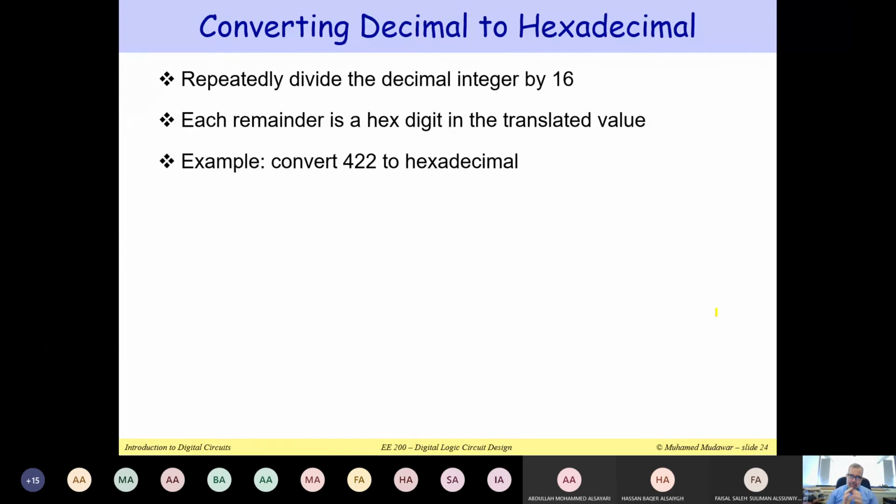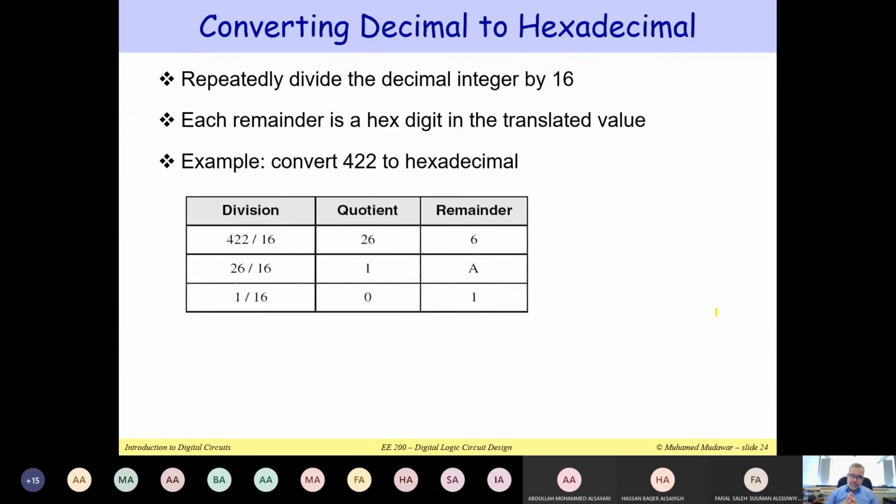I will give you one example and I will stop at this slide. So let us say the number 422. I would like to convert the number 422 to hexadecimal. So in order to convert it to hexadecimal, I have to divide by 16 because 16 is the radix. So when you take 422 and divide it by 16, you can use your calculator. You will get 26 point something, but this is integer division. So therefore you stop at 26. Forget about the fraction, 26.